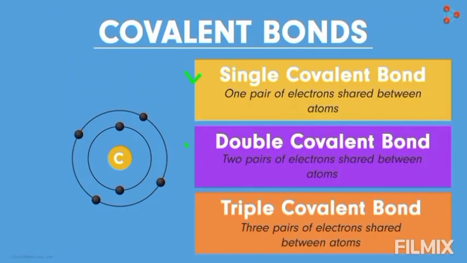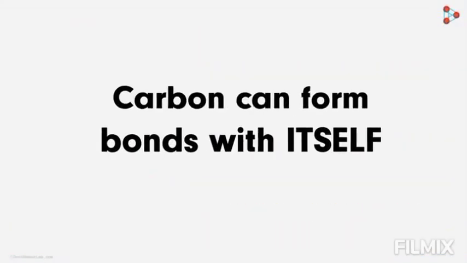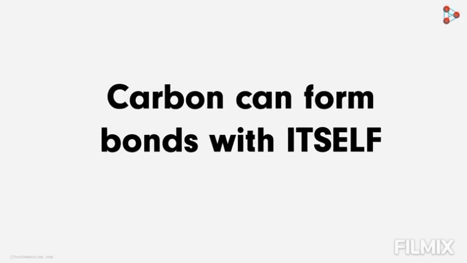So we can conclude that carbon can form single, double and triple covalent bonds. For example, we have taken methane, CH4, for single covalent bond, CO2, carbon dioxide, for double covalent bond, and HCN, hydrogen cyanide, for triple covalent bond. In the single covalent bond one pair of electrons is shared, in the double covalent bond two pairs are shared, and in the triple covalent bond three pairs are shared.